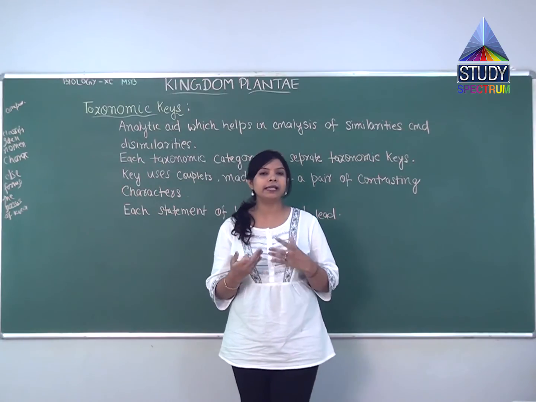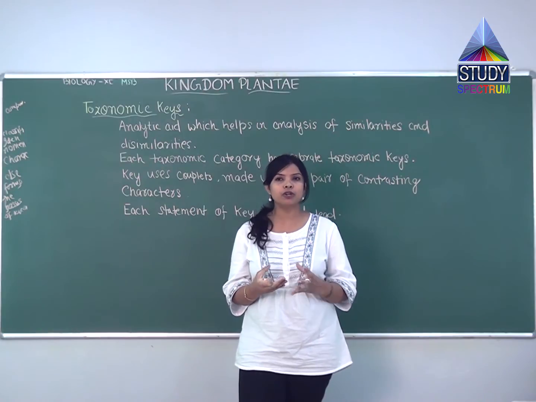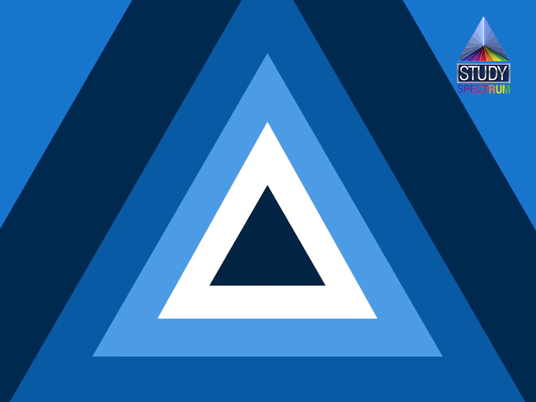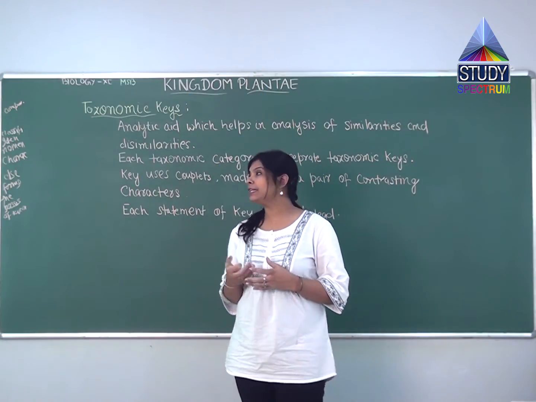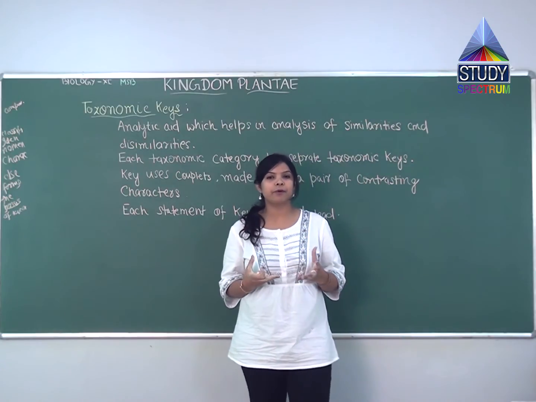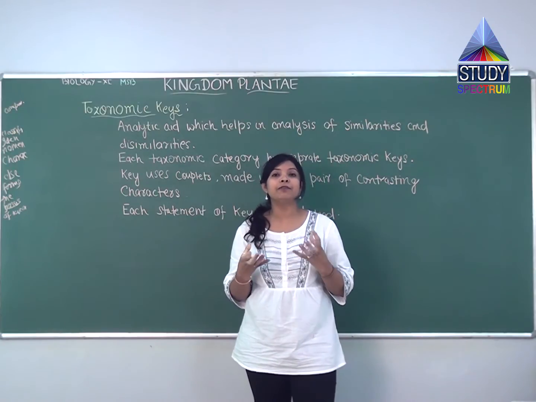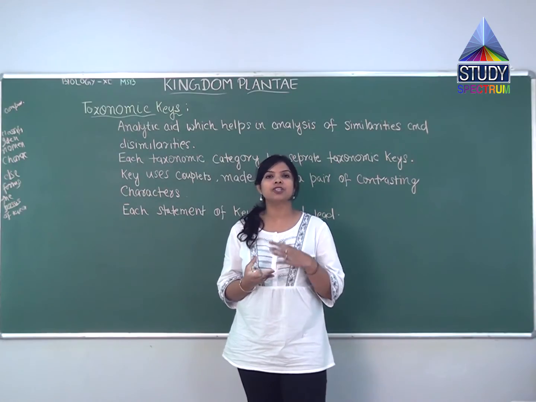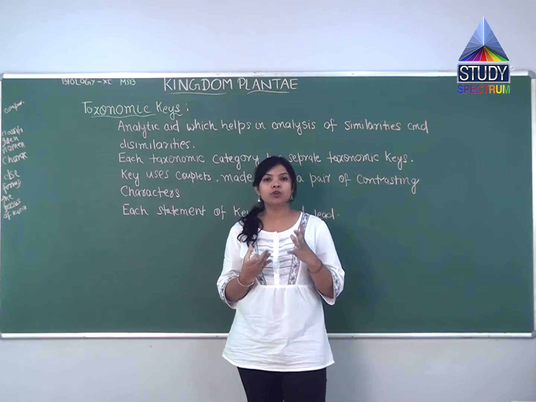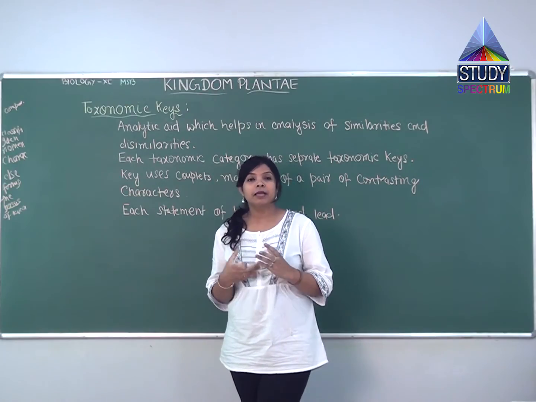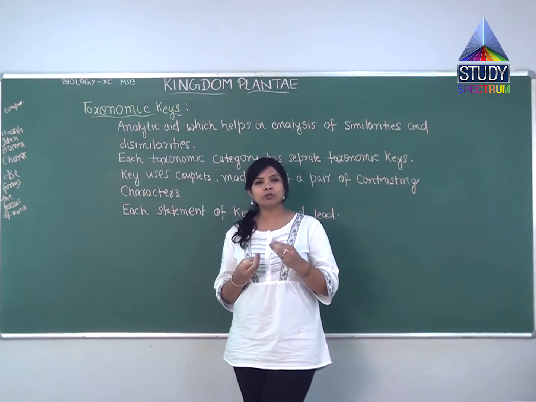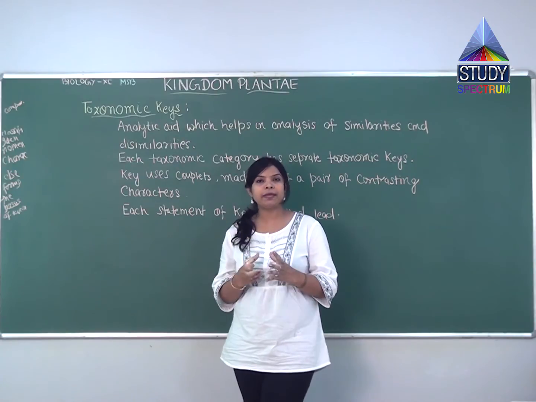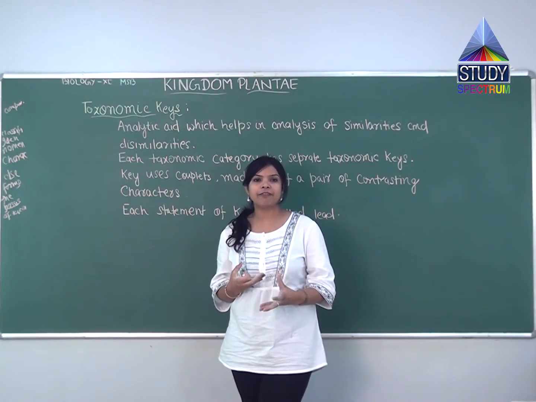Before knowing clearly about taxonomic key, we should know what taxonomy is. So students, the next question is, both homosporous and heterosporous plants are found in the group. The options are algae, bryophytes, pteridophytes, gymnosperm. The answer will be option C, pteridophytes. This is the group where both kinds of spores are found, homosporous as well as heterosporous.